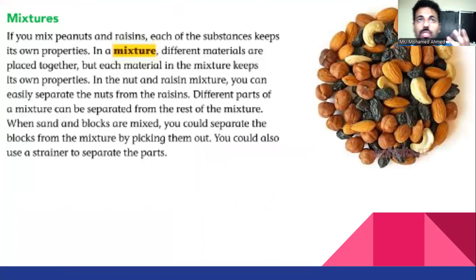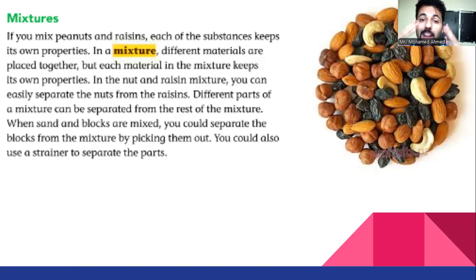That's it. So a mixture is mixing different materials that are placed together, but each material in the mixture keeps its own properties. In the nut and raisin mixture, you can easily separate them. You can just pick up the raisin if you prefer the raisin, or if you prefer the peanut. It's easy, just by picking. You can differentiate between them and pick up and separate each of them easily, right? That's the mixture.